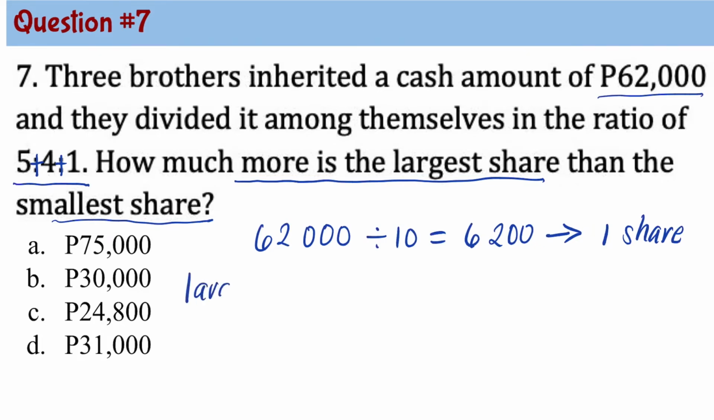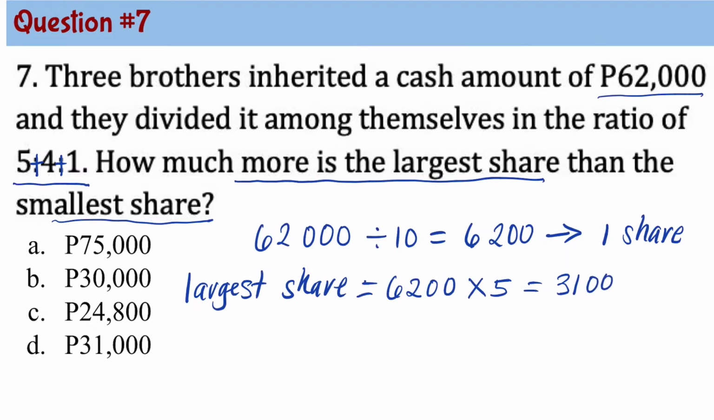Now, the largest share is 5 shares because you have 5 to 4 to 1. This means we need to multiply 6,200 by 5. And that will give us 31,000.